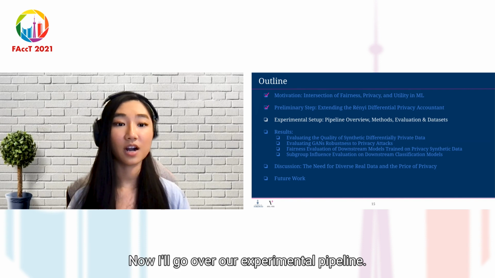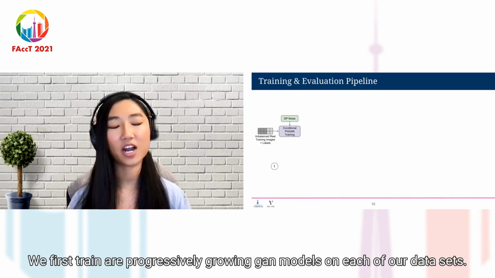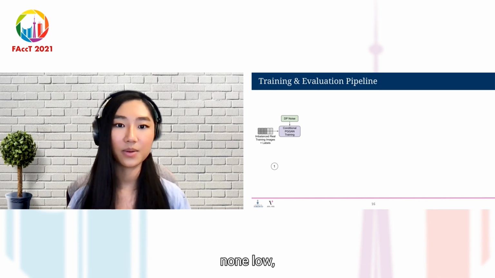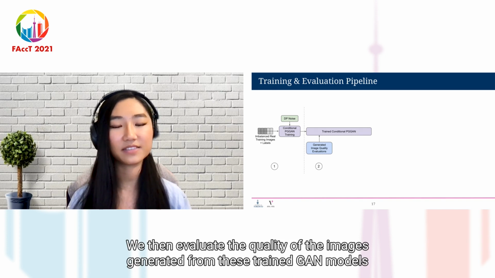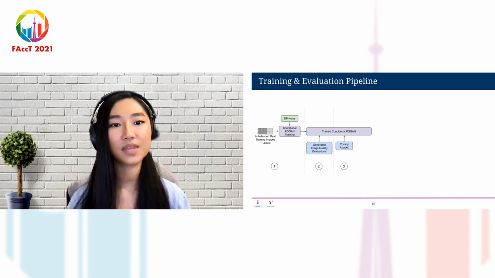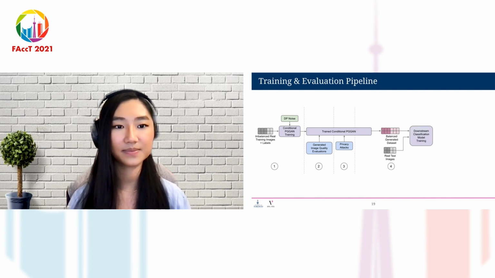Now I'll go over our experimental pipeline. We first train our progressively growing GAN models. On each of our datasets, we train GANs at 4 different levels of privacy: none, low, medium, and high. We then evaluate the quality of the images generated from these trained GAN models using Fréchet inception distance, or FID. We also perform membership inference attacks on the GANs to evaluate their robustness to privacy attacks.